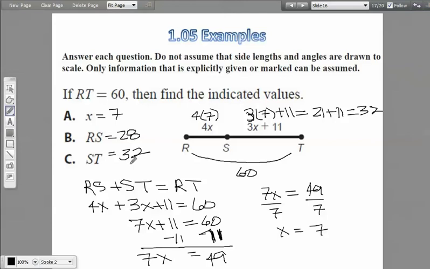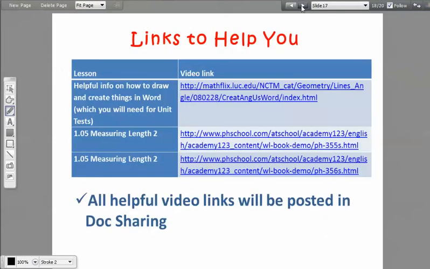And if you do the math right quick, 32 plus 28 is going to give you 60. And that's how you check yourself. Dun dun dun, we're finished.